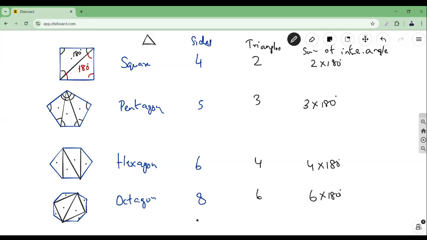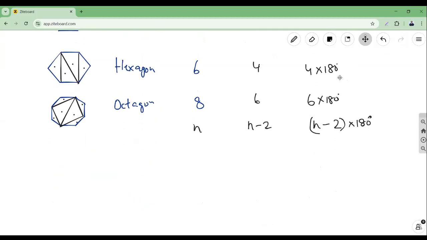So if a polygon has n sides, the number of triangles it forms is n minus 2, and therefore the sum of the interior angles will be n minus 2 multiplied by 180. So this is our expression for the sum of interior angles of any polygon.